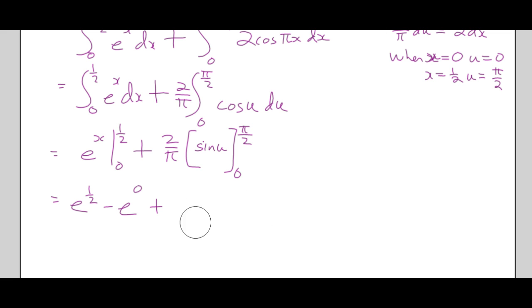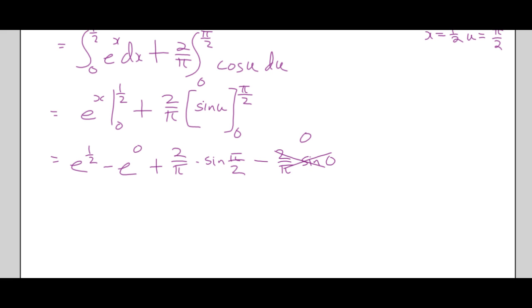As a matter of fact, let's just expand the whole thing out. So let's go 2 over pi times the sine of pi over 2, minus 2 over pi times the sine of 0. Okay, so we've expanded that out. We're going to e to the half minus e to the 0. I've taken the 2 over pi times the sine of pi over 2 minus, and then the 2 over pi again is going to multiply, right? So we've done the expansion and distribution in one step.